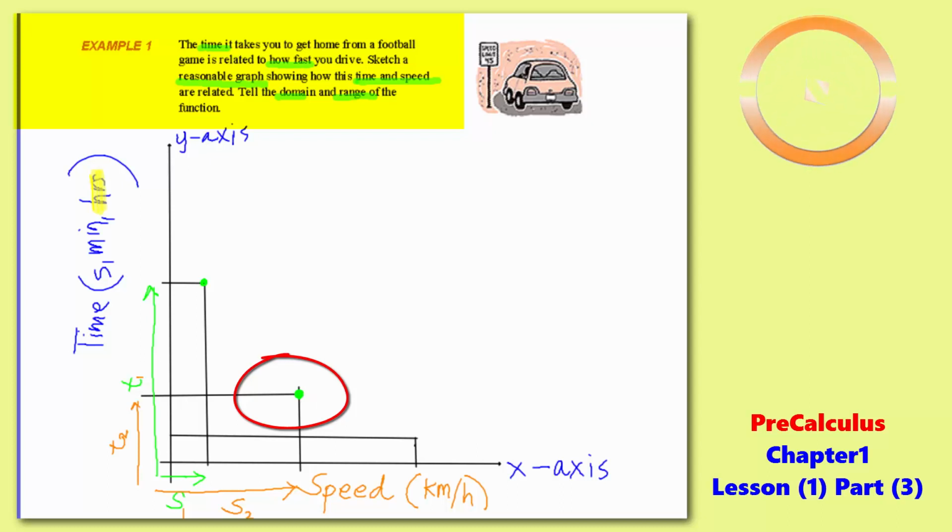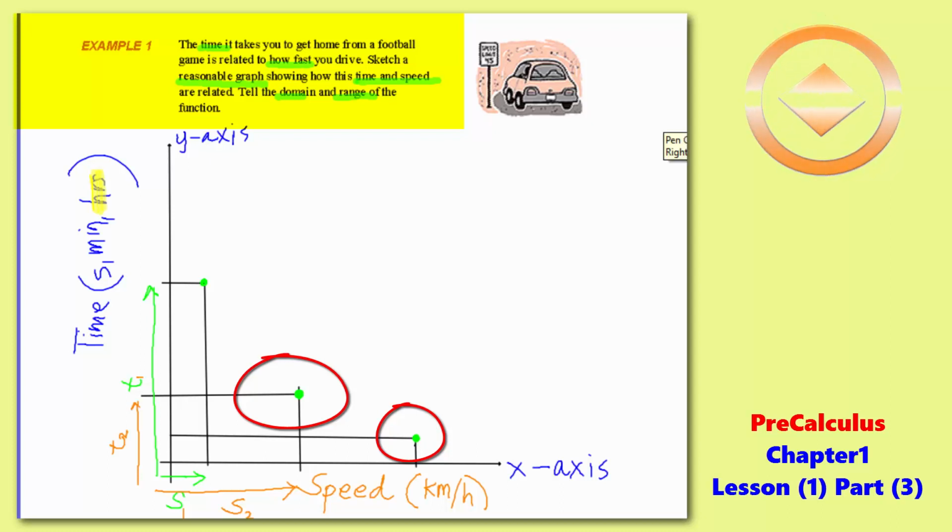Now you can also see another pair of horizontal and vertical lines here. Now in this point, okay, you are driving too fast.